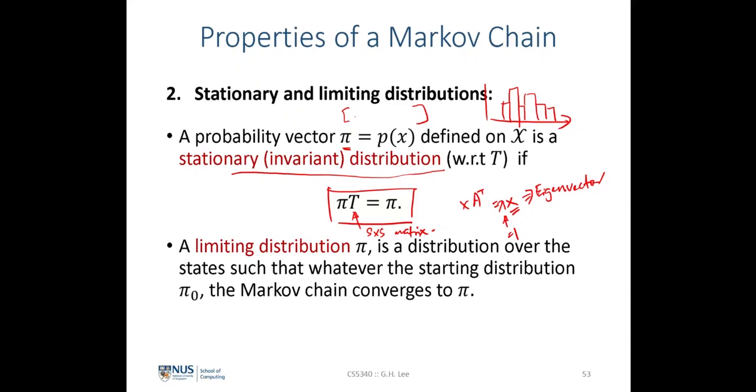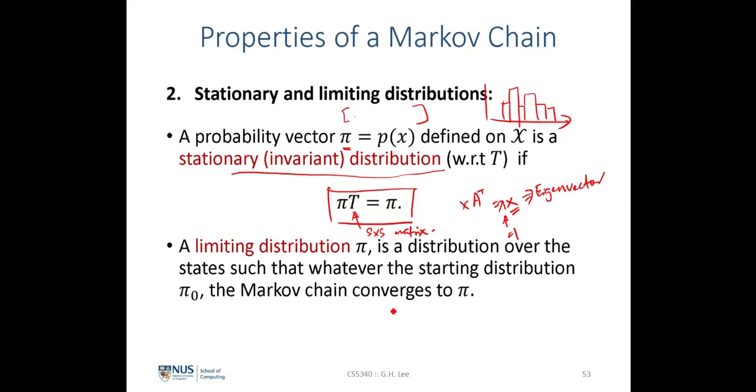And we also say that pi over here is a limiting distribution, such that regardless of whatever state we start with, suppose that we start with pi of 0, pi of 0 could be different from pi over here, the distribution, the vector of S numbers over here. It could be different.